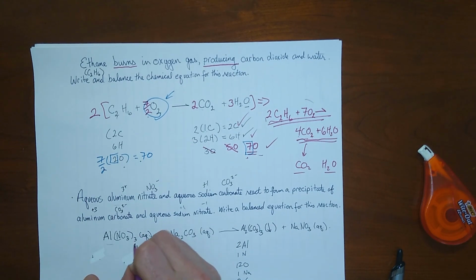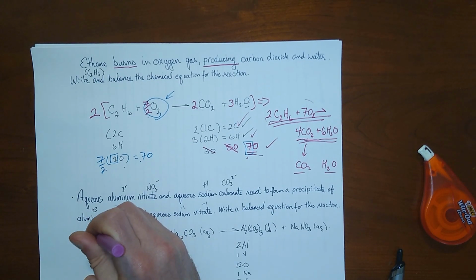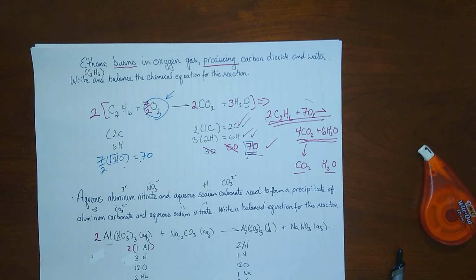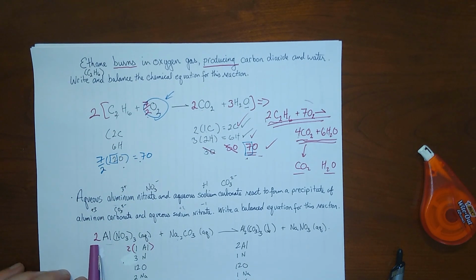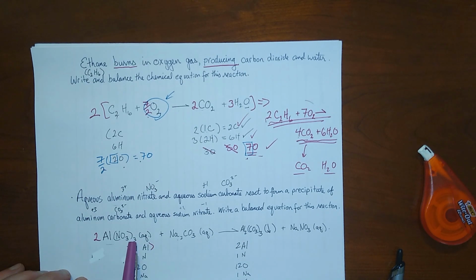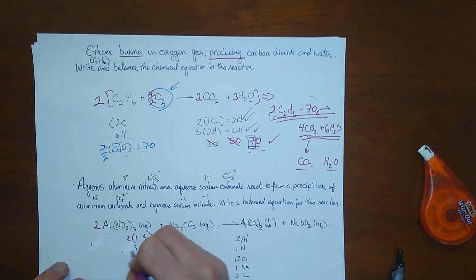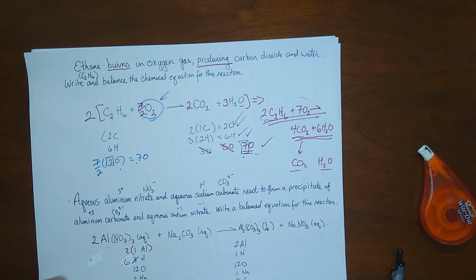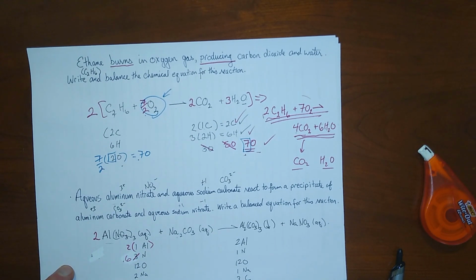So we're going to multiply this by 2. So I'm going to put a coefficient of 2 here. And now I have to recount and recalculate. What does that change? That changes the number of aluminum so that they're balanced, but it also changes the number of nitrogen and the number of oxygens. So now I'm going to have 3 nitrogen times 2. So this is now 6. And I have 9 oxygen times 2. So this is now 18 plus these 3 that I had. So this is actually now 21 oxygen total on this side.